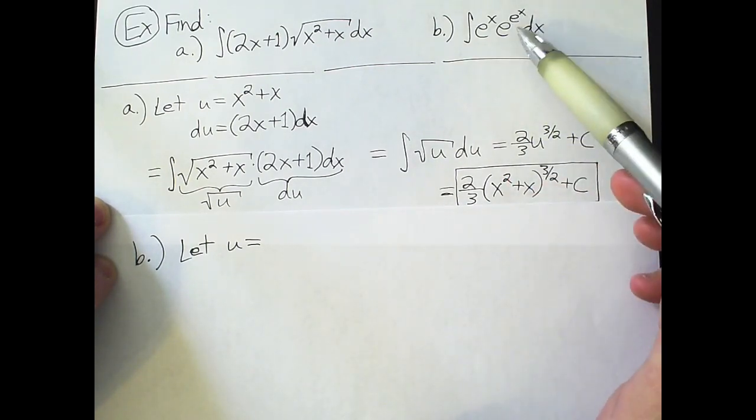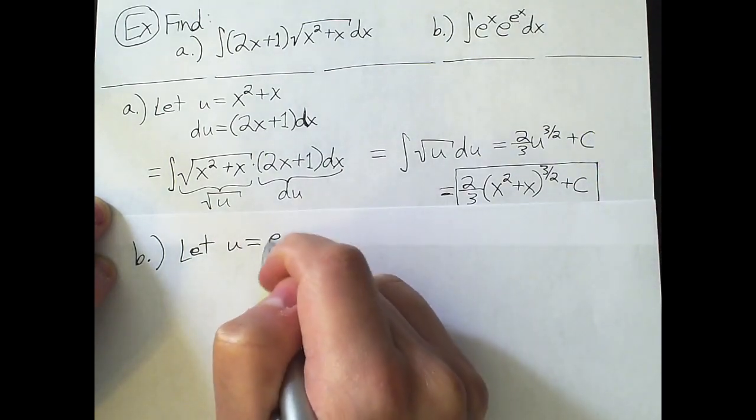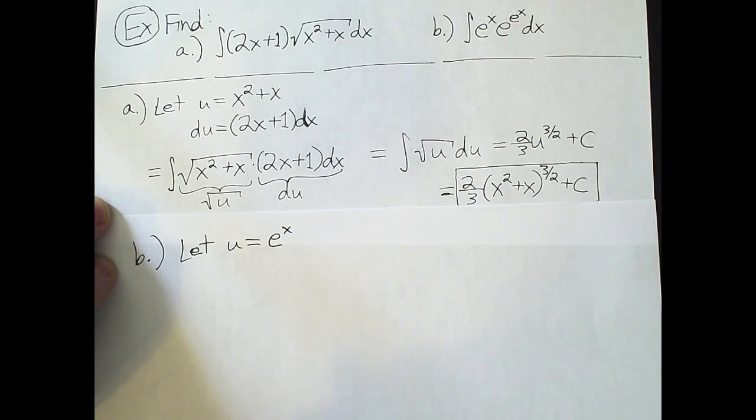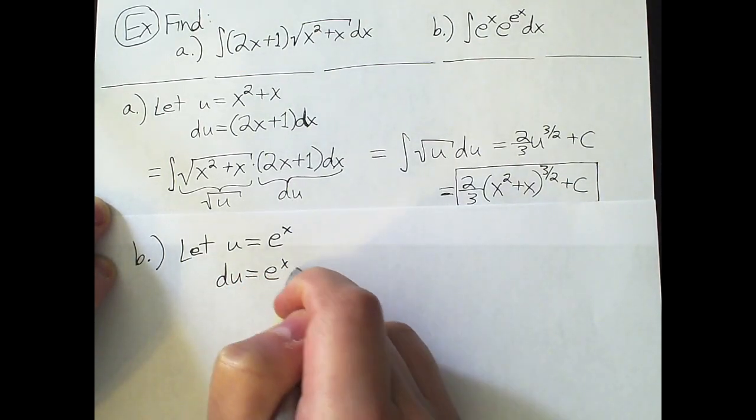How about this? E to the x. E to the x appears in an exponent. So let's try this. All right, then du is e to the x dx.